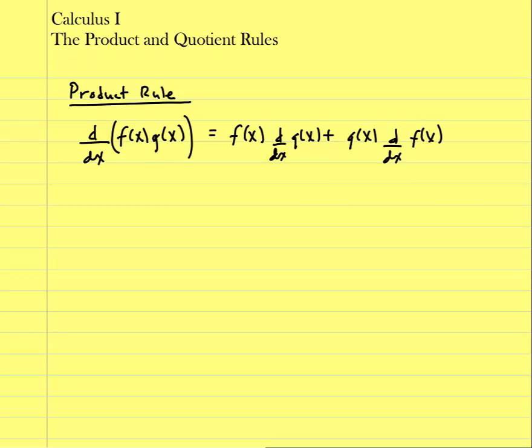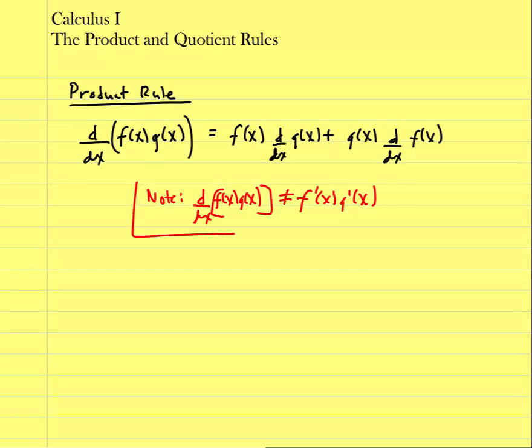So the product of the derivatives is not the derivative of the product. That's kind of our important takeaway here. So this is our big note. The derivative of a product, f of x times g of x, is not equal to f prime of x times g prime of x. That means I can't just take the derivative of each piece and multiply them. So this is not true. Never do this.